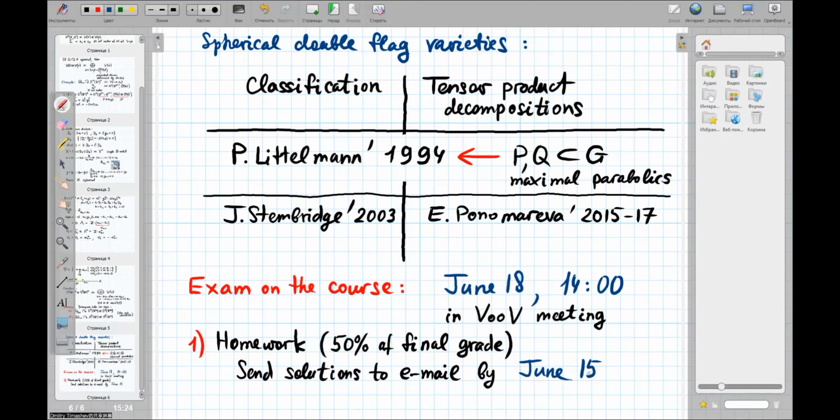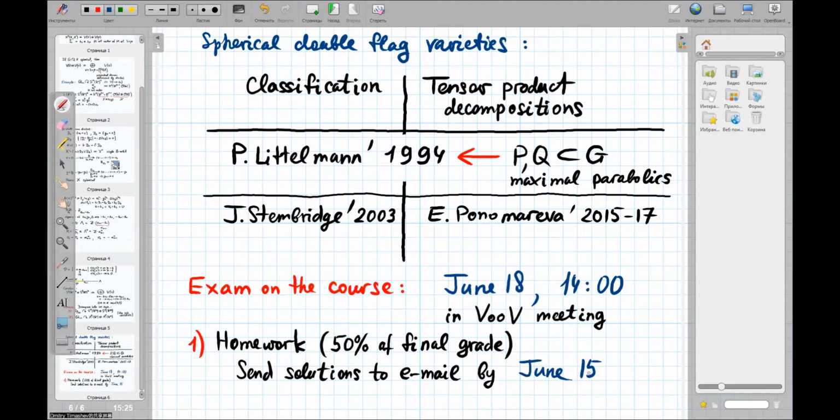So you have about 4 weeks, a bit less than 4 weeks. Today is May 17th and the deadline is June 15th. During these weeks, you may send me your solutions. You may correct the solutions. I will check them. I will send you my remarks. You may correct your solutions and so on. So I hope that you have enough time to solve many exercises during this time.